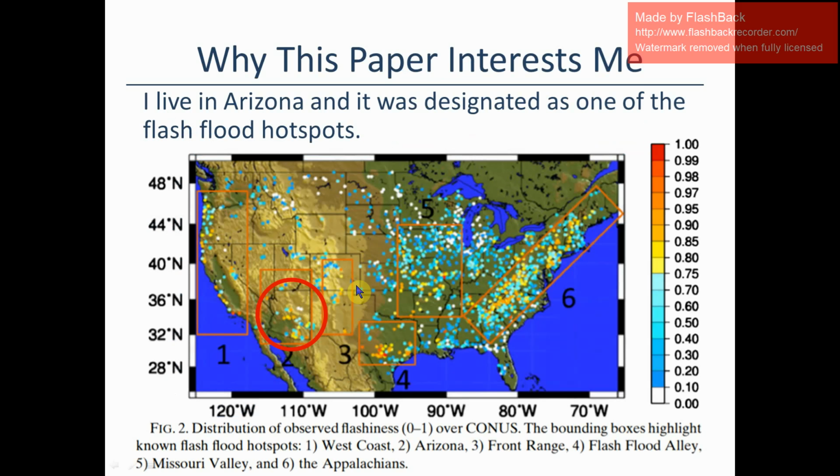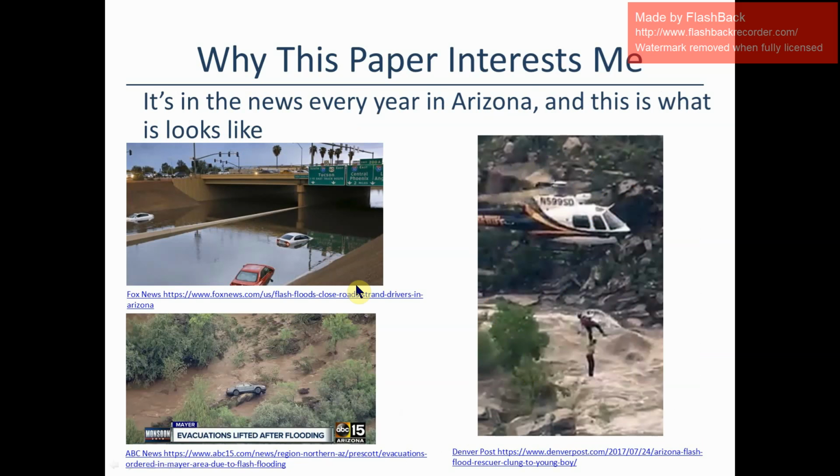This paper interested me. I live in Arizona, and it was designated as one of the flash flood hotspots, so it immediately got my attention. To expand on that, it's in the news every year. You can see some of the images in the news recently. This one was kind of interesting, where Phoenix has a lot of their highways actually dug down, which in a dry desert usually isn't a problem, but with a really high intensity quick rain, it flooded out the freeway.